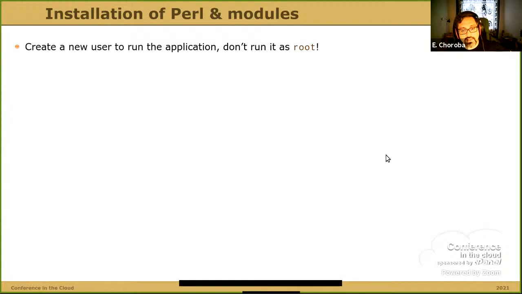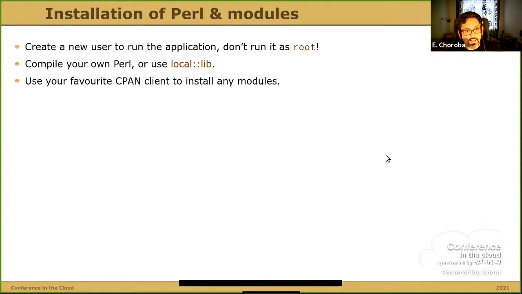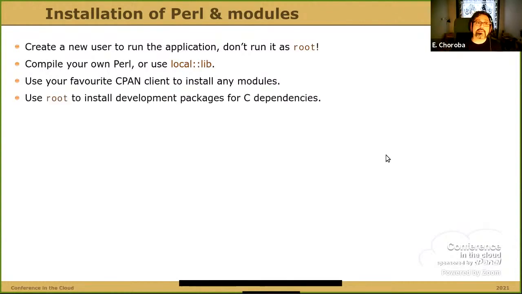Okay, so how to install Perl and modules and then run the application. A good advice, I think, is to create a new user to run the application and not run it as root. Root is the user that you should only use for system administration and nothing else. You can then compile your own Perl or use the system Perl with local::lib, so you don't mess with the system tools written in Perl. And then you can just use your favorite CPAN client to install any modules you need, XS or not. And sometimes you might need to use root to install development packages for C dependencies for modules that interface lower level libraries, or you can compile them from the source code yourself without using root.